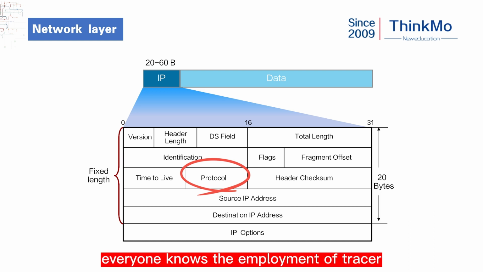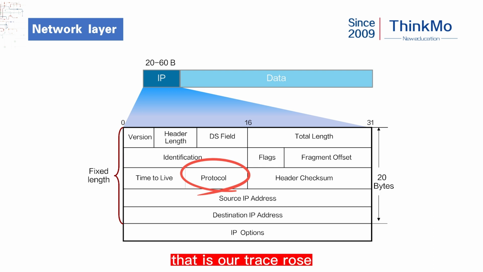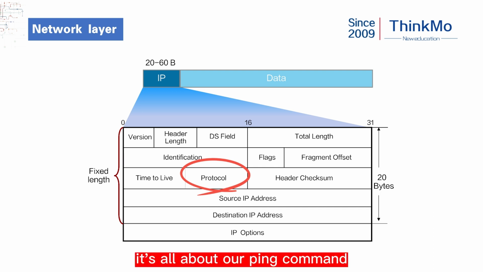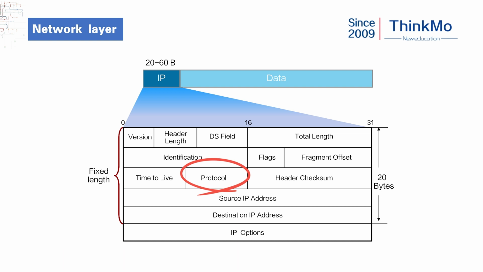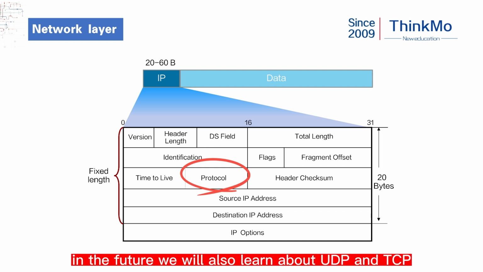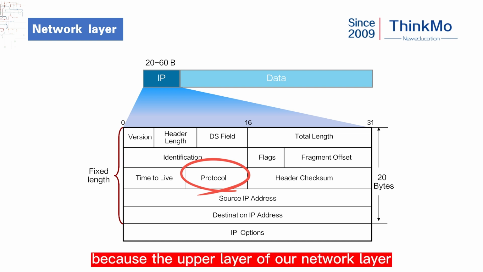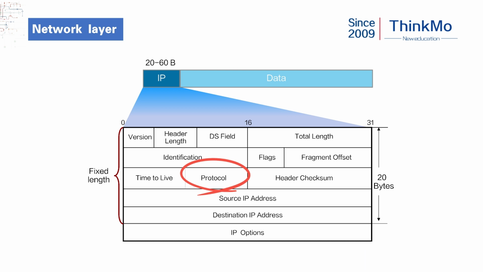Everyone knows the tracert command, that is our traceroute, and also our ping command. They are based on the sending of ICMP messages. In the future we will also learn about UDP and TCP, because the upper layer of our network layer is the encapsulation of the transport layer. For the 2 major protocols of the transport layer, if it is TCP, here is 6. If UDP, here is 17.